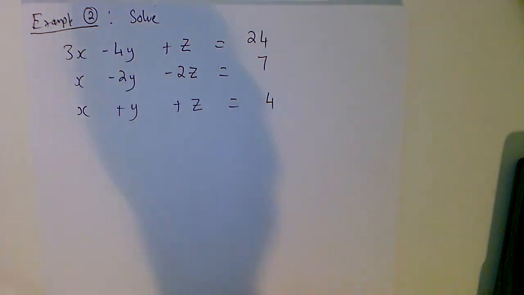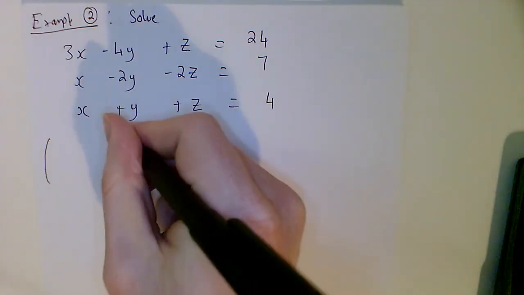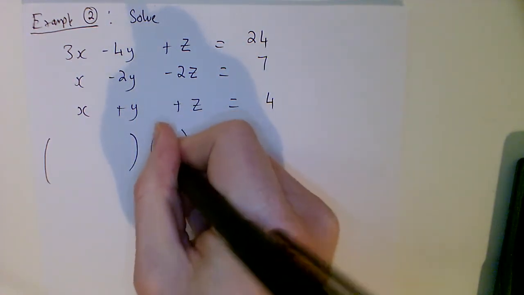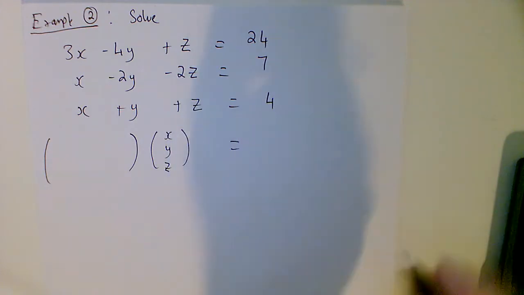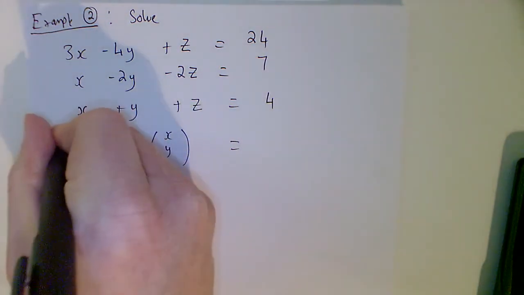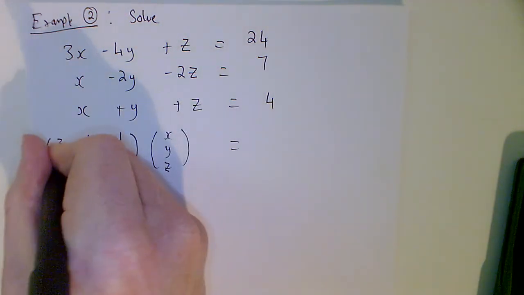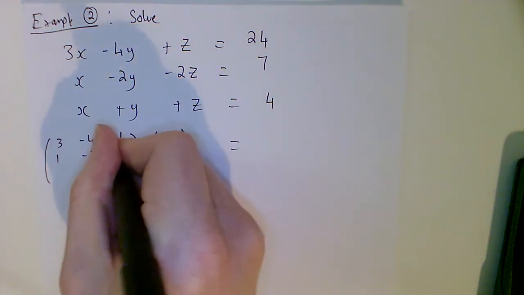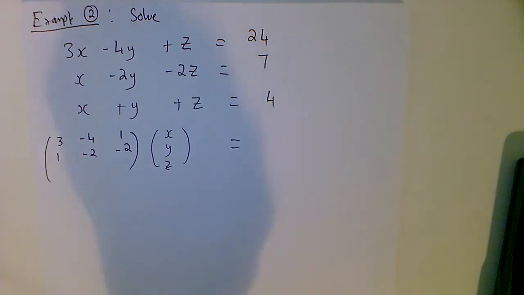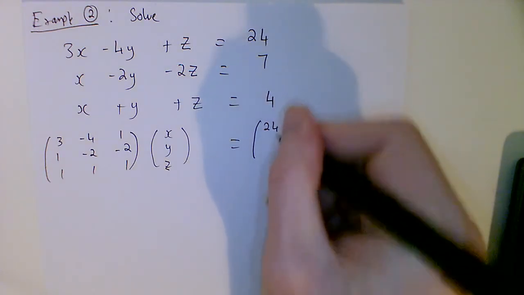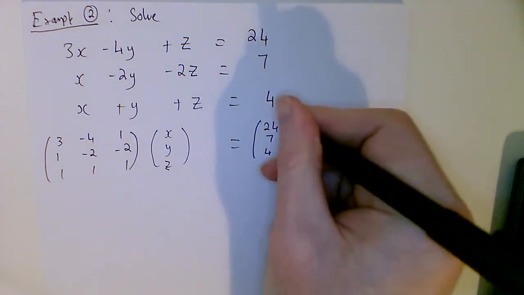So, first of all, I'm going to set up my equations, my matrices. So, my variables, x, y, z, and my coefficients, 3, -4, 1, 1, -2, -2, and 1, 1, 1. And then my answer matrix is 24, 7, and 4.